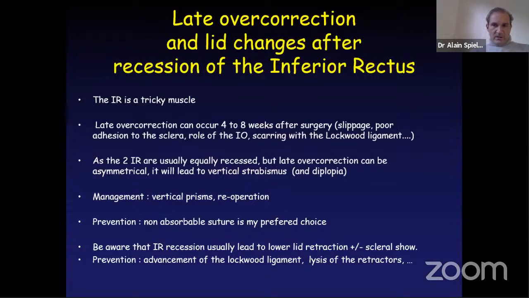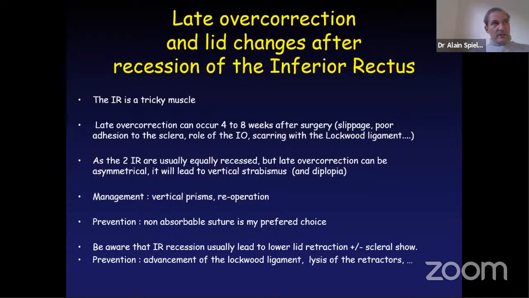Management usually is done first with vertical prisms, but reoperation will come next, and you will have to decide whether you will operate shortly, in the first weeks after the vertical deviation occurs, or if you want to wait for 6 months to have no more inflammation before going back to the operation site.